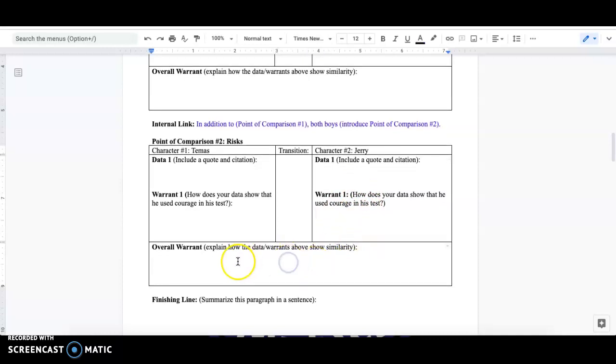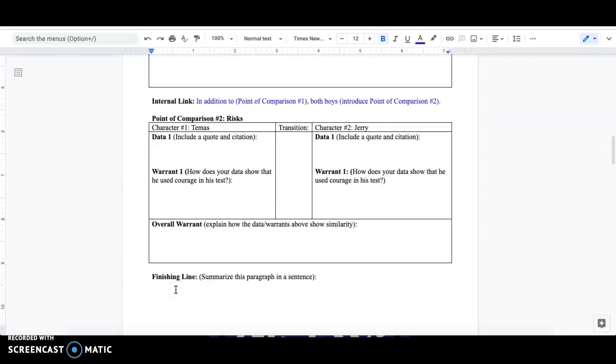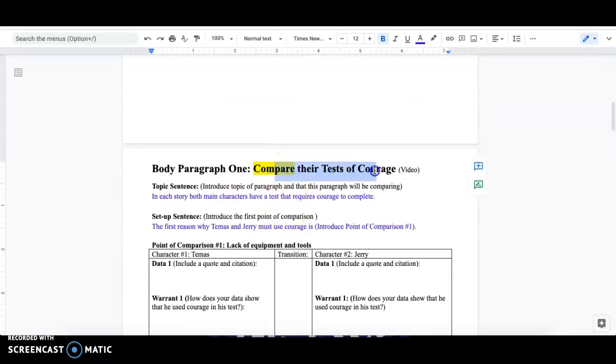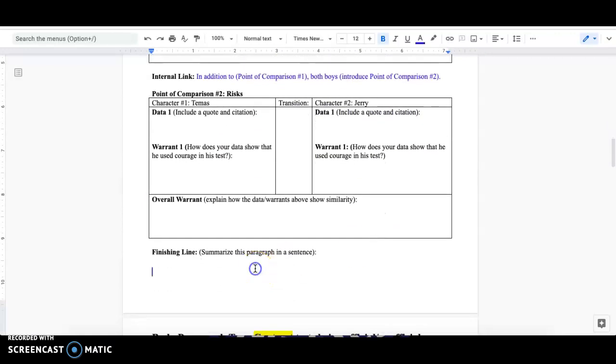Then, for your overall warrant, just like your first one, a sentence or two. This is where you need to say, how do the risks in both stories prove that the stories are similar? How does the idea that both boys had some pretty severe risks, how does that show similarity? Or what is similar about the risk that each boy had to face in their respective tests? Finally then, the last thing, I just need one sentence max, some sort of summary sentence where you wrap up the main ideas of this paragraph. Perhaps you could call back to the topic of the paragraph. So kind of just something to summarize the fact that both boys had to use courage to accomplish their tests.